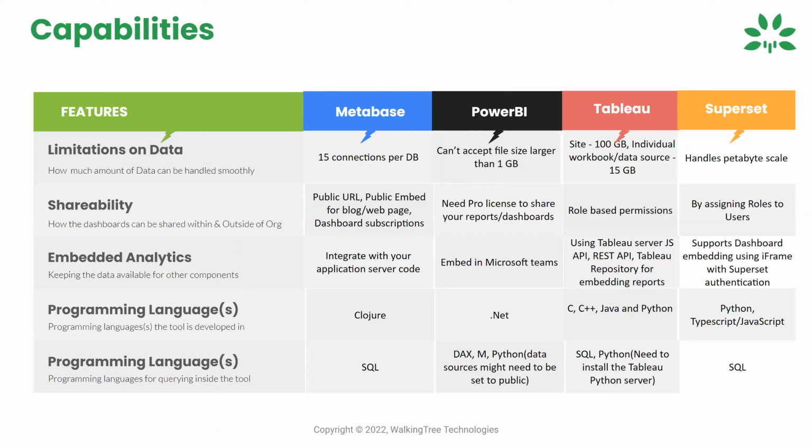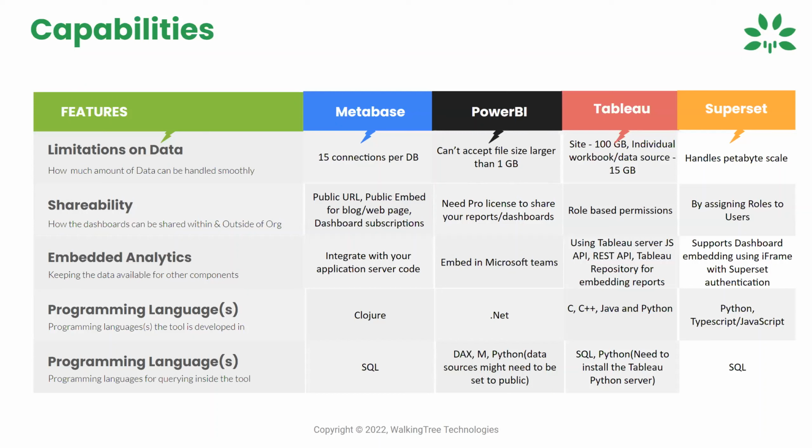When we look at the programming languages in which these tools are written, Metabase is written in Clojure. Clojure is easy to use. For example, we have 20 DB connectors by default, right, which are given by Metabase by default.